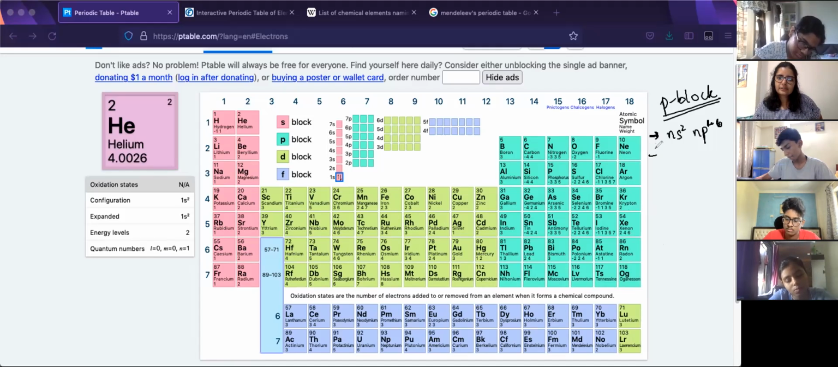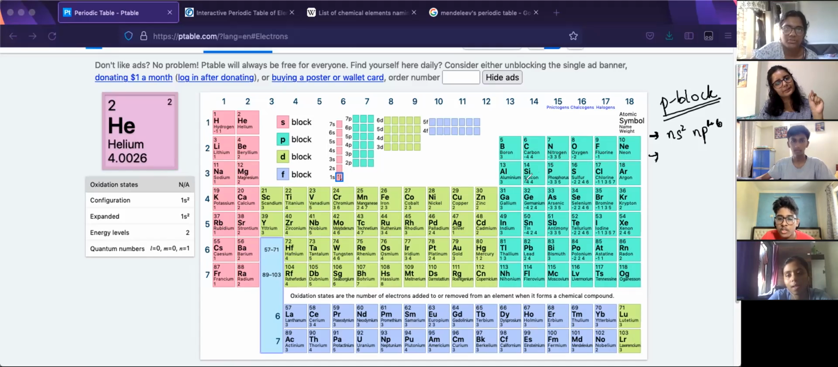Okay, next, in S block we saw there were soft, really volatile, really reactive metals. P block mein what kind of elements do you find? They're all gaseous. Noble gases hai. Other gases bhi hai. You have oxygen, you have chlorine, you have fluorine. Non-metals. Halogens. Do you find only non-metals?